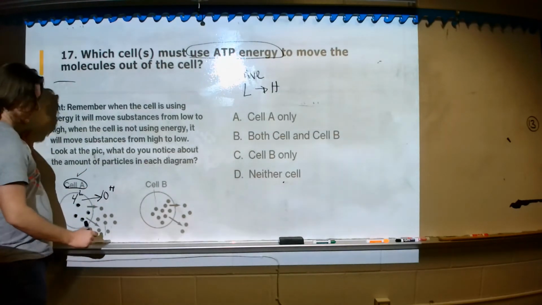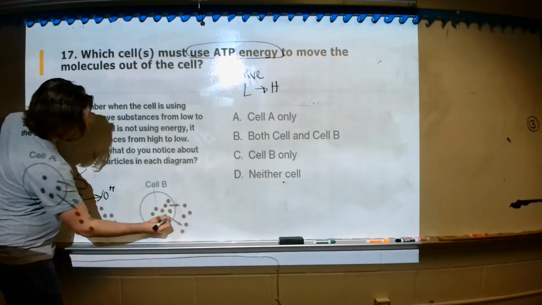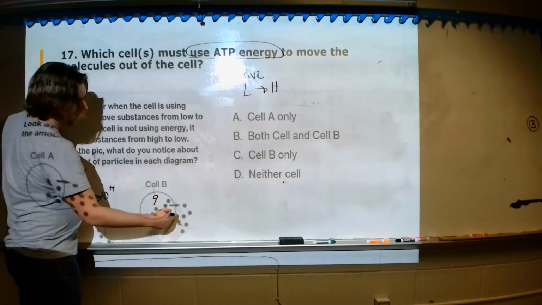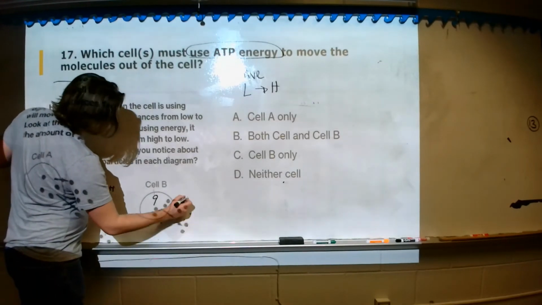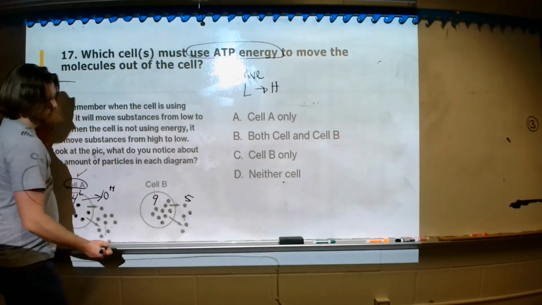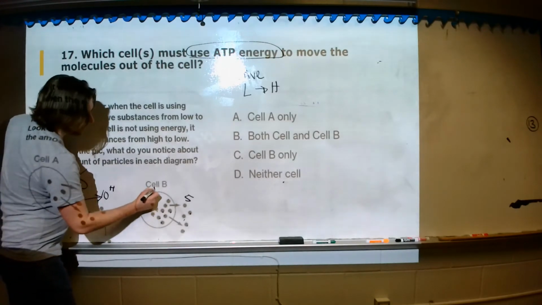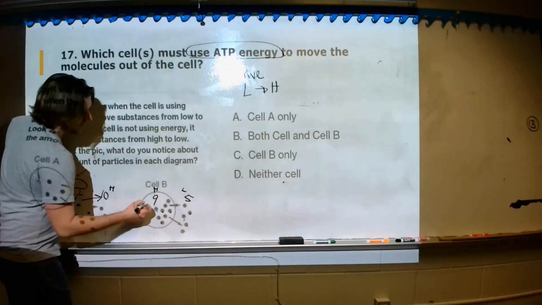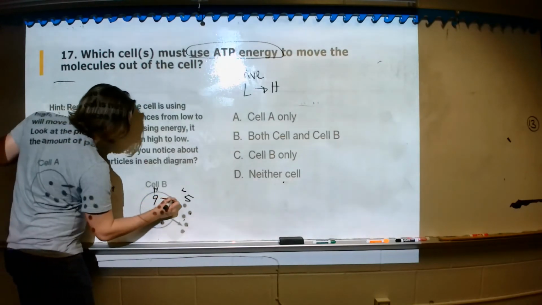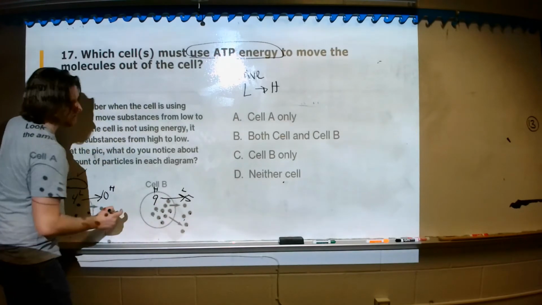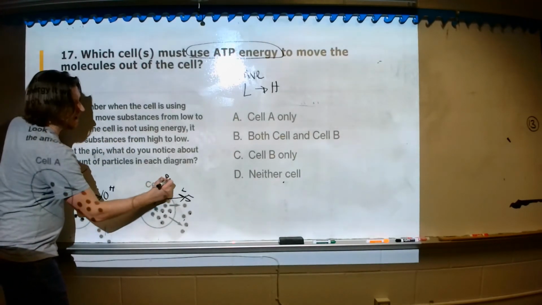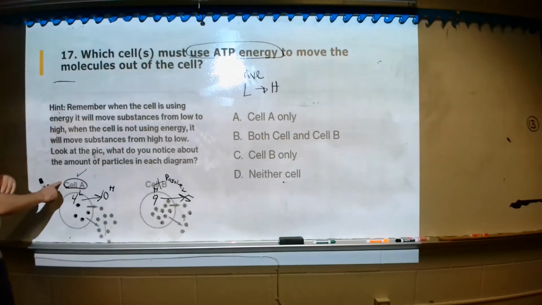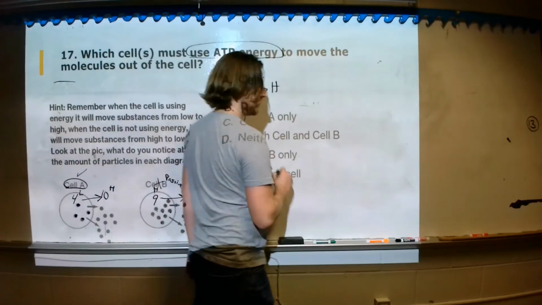Let's check cell B. 1, 2, 3, 4, 5, 6, 7, 8, 9 particles inside the cell, and 1, 2, 3, 4, 5 particles outside the cell. So the 5 is going to be labeled as low, 9 is high, it's going to go from high to low. From 9 to 5, meaning this one is going to be passive. So the answer is going to be cell A only, which is A.